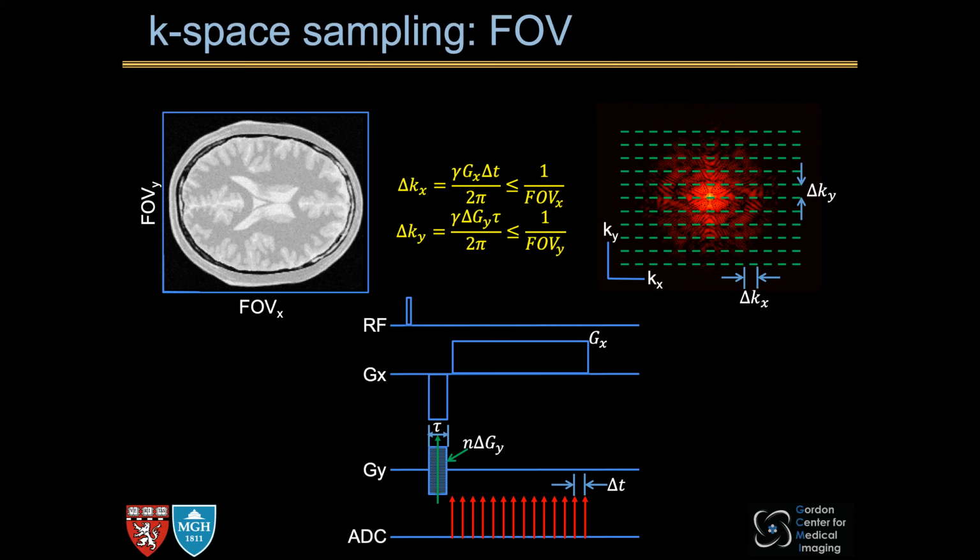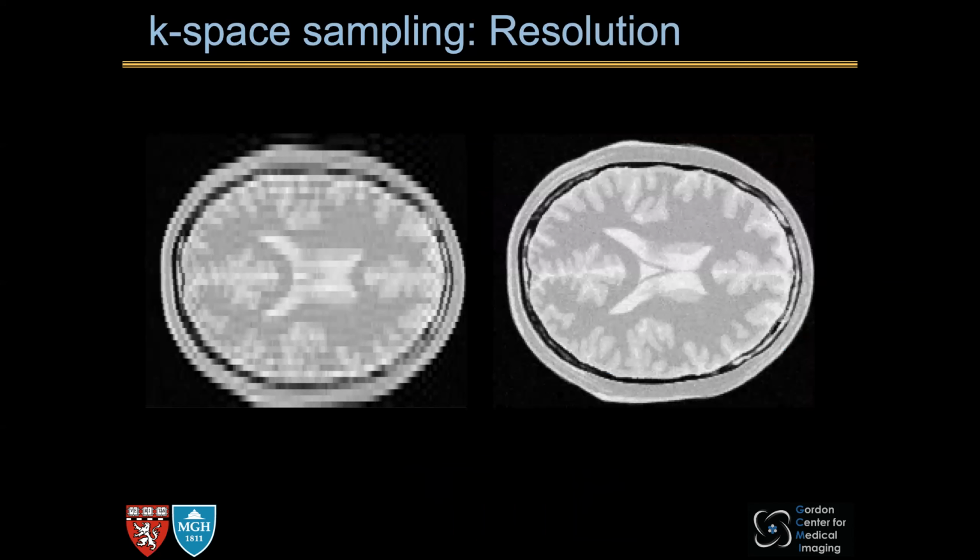Okay, so now let's move to the next topic, which is the k-space coverage. The question we want to answer is to what extent we should sample the k-space. Well, the answer lies in the characterization of the resolution of the image. So here we show two examples: one low resolution image on the left and one high resolution image on the right. As we can see clearly, these two images have different resolutions.